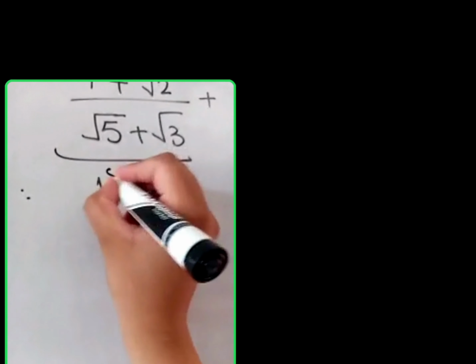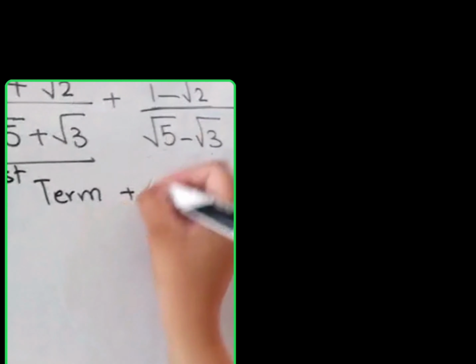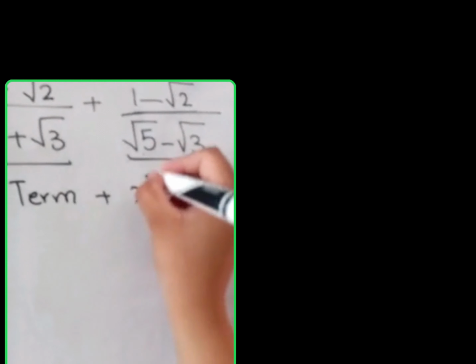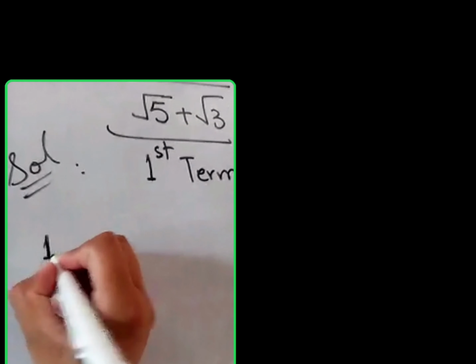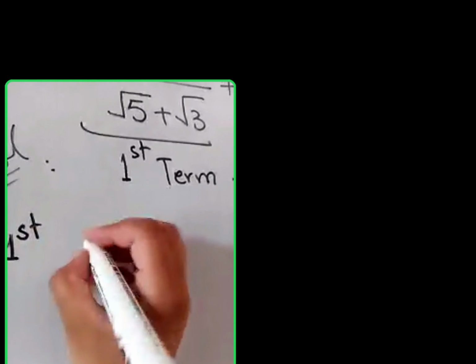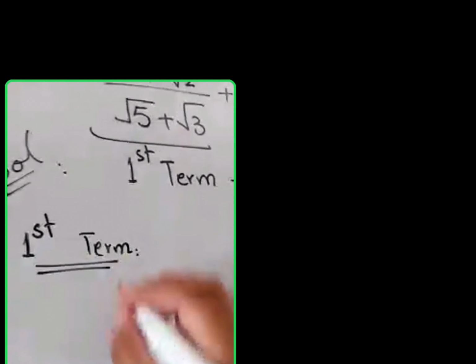Consider this first term. This sign is plus and this one is second term. 2 irrational terms are there. First, we will make them rational. How will we make them rational? Use the rationalization process. Solve them one by one. First, you will solve first term. Rationalize it and leave it as it is.